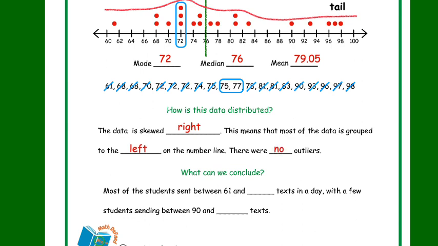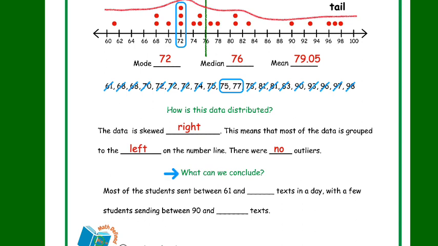And there were no outliers in this set of data. We know this because the mean of 79.05 is very close to the median of 76. We can also see this on the dot plot. We don't have any values extremely less than or greater than any of the other data points.